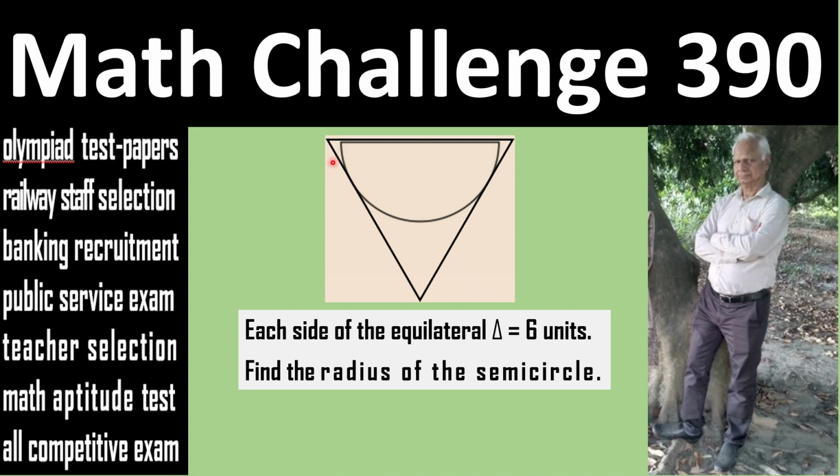So what we are given is an equilateral triangle inside a fitting semicircle, and we have to find the radius of the semicircle if the equilateral triangle each side is 6 units. Math Challenge 390. Let us see if we can solve it in less than 1 minute.